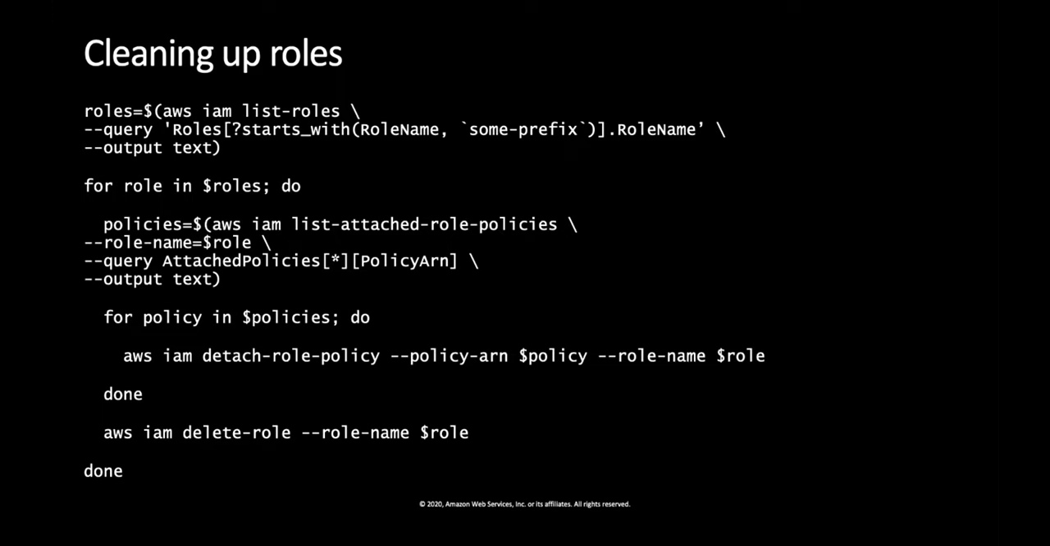But you can't delete a role if there's policies attached to it, similar to how you can't delete an S3 bucket if there's files in it. So we can use different commands to list all the roles. And then for every role, I'm going to get all the policies attached to that role. And then for every policy attached to that role, I can detach the policy from the role, and then I can delete the role. So you can see how you can compose these things together for pretty powerful stuff.